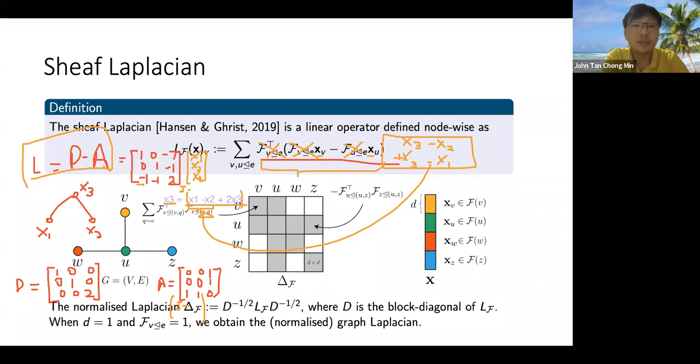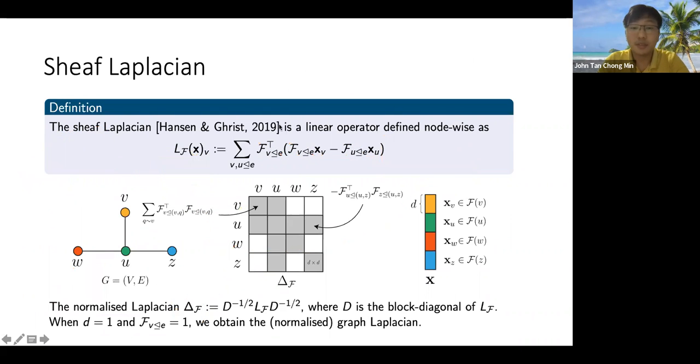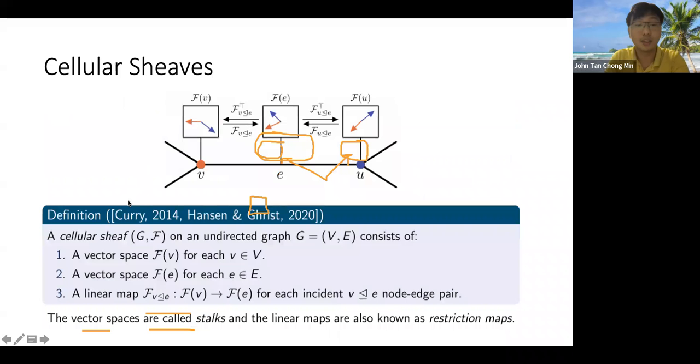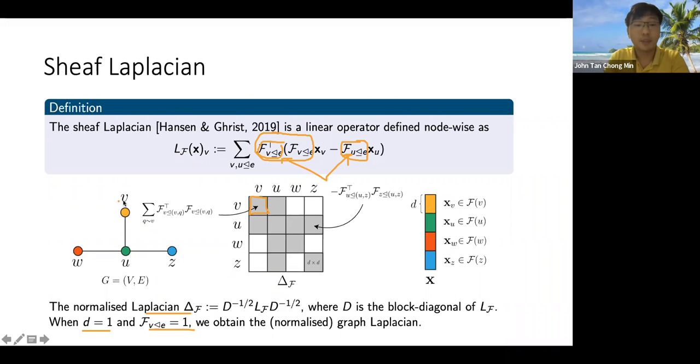That is because we now have these two terms over here, plus this. That basically tells you, which is this gray square here, how to map a certain vector space to another vector space. In the traditional Laplacian, all of them are identity mappings and all have dimension 1. But in the Sheaf Laplacian, you can dictate how you map from various nodes to various nodes, because it's UV.